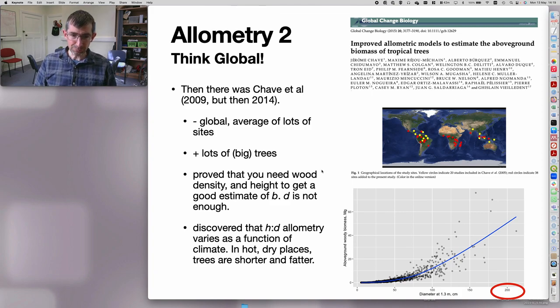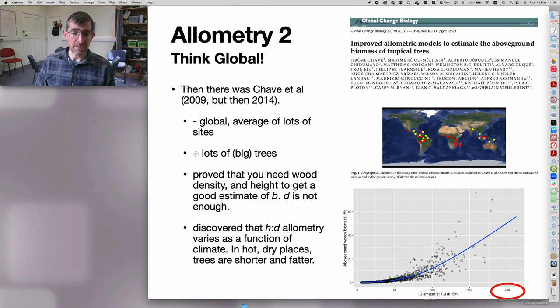So, the good models from that equation often need wood density and height. And Jérôme was able to show that you really do need an estimate of wood density, and you really do need an estimate of height, as well as diameter, to get a good estimate of biomass. And if you think that means you have to measure height everywhere you go, you're only half right, but you're right to worry that that might be a lot of work.